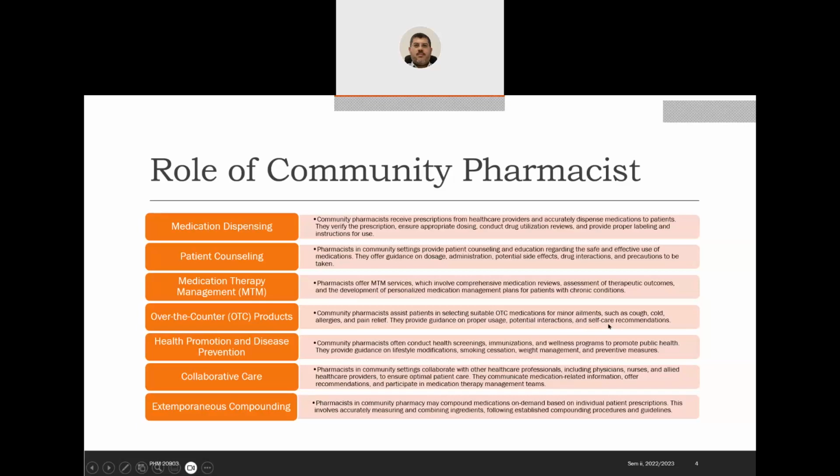Simple conditions like runny nose, skin allergy, for example, diarrhea, constipation, and so on. Okay.